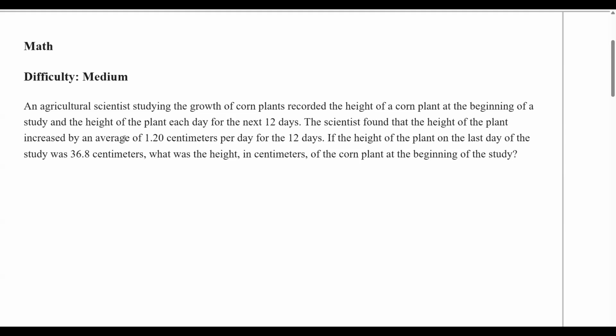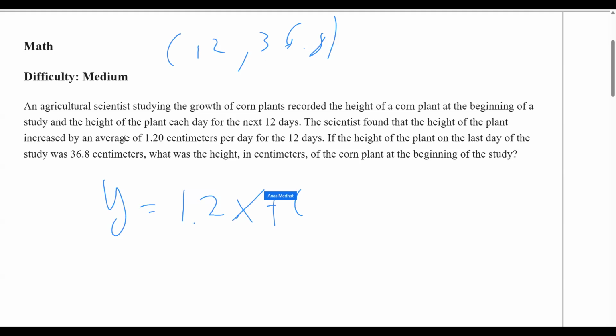So we can consider this. We will consider (12, 36.8) as a point, okay? And 1.2 will be the slope: 1.2x plus c. So it wants the c, which is the y-intercept, and we have a point here. All we will do is substitute.